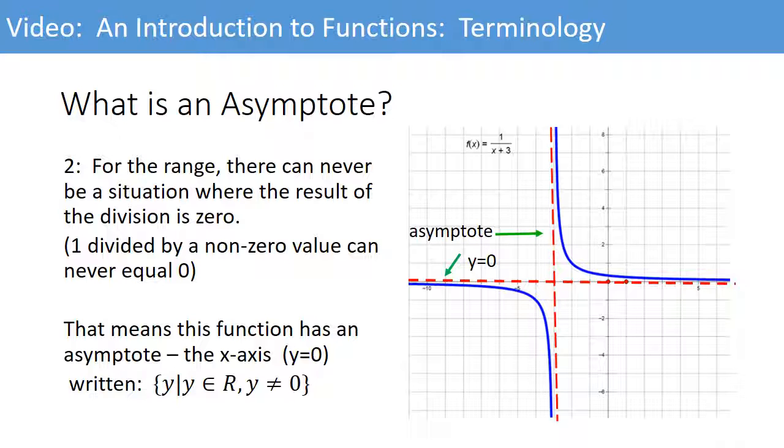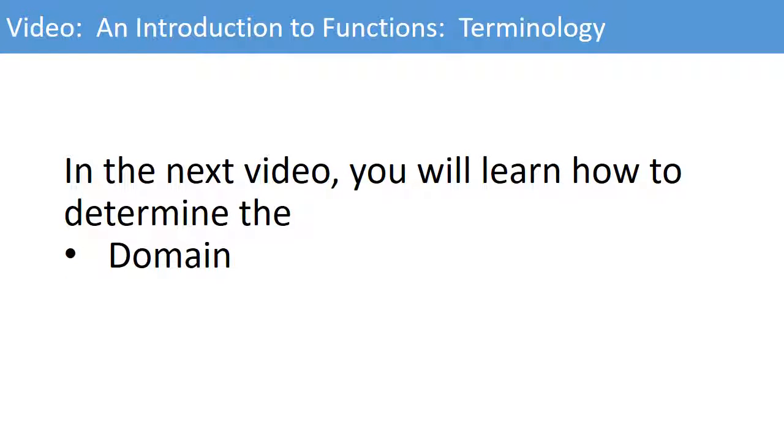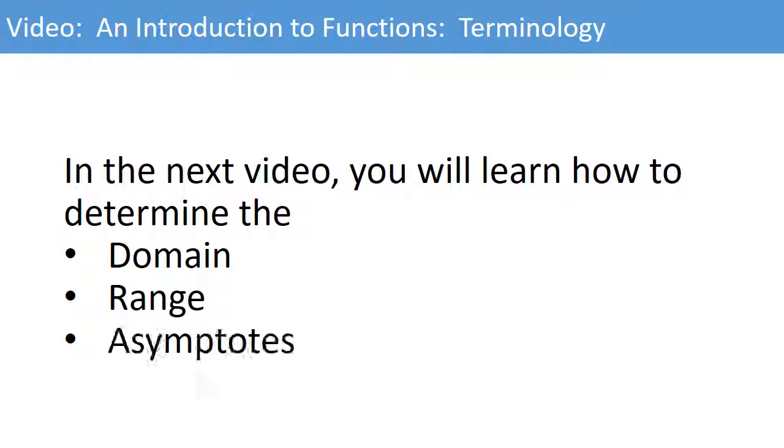So we have a vertical asymptote and we have a horizontal asymptote. In the next video, you will learn how to determine the domain, the range, and the asymptotes for a variety of functions.